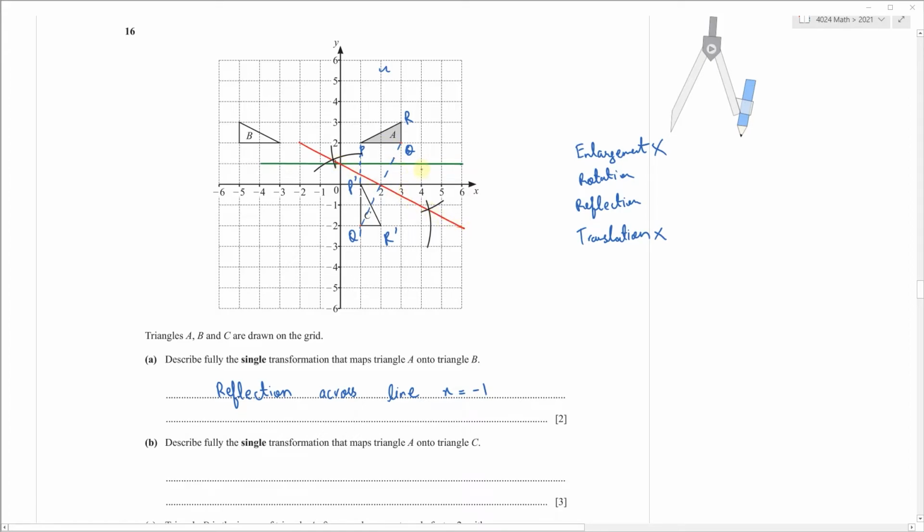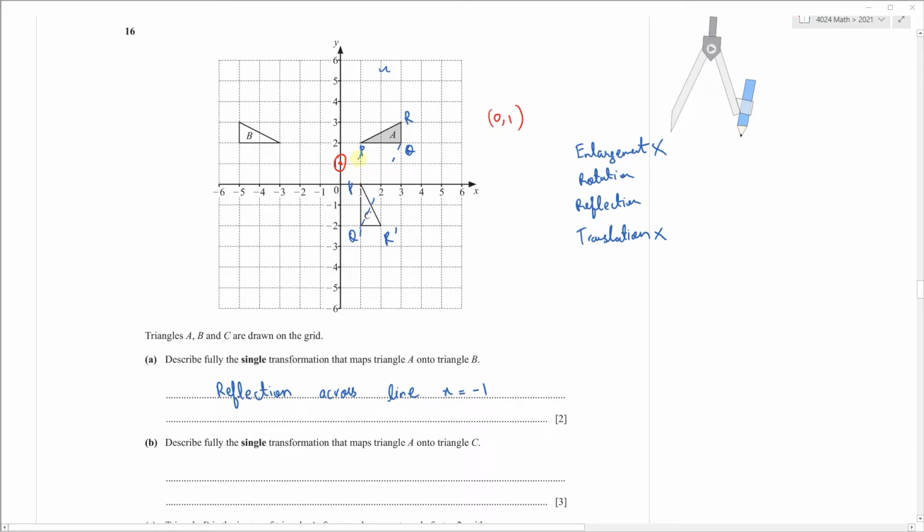So this red one and this green one are the two perpendicular bisectors, and their intersection gives me the center of rotation. So let me remove these arcs. So now they're intersecting at this point here, which is 0 and 1. So this is my center of rotation. So let me erase this now since I've established my center of rotation is this point.